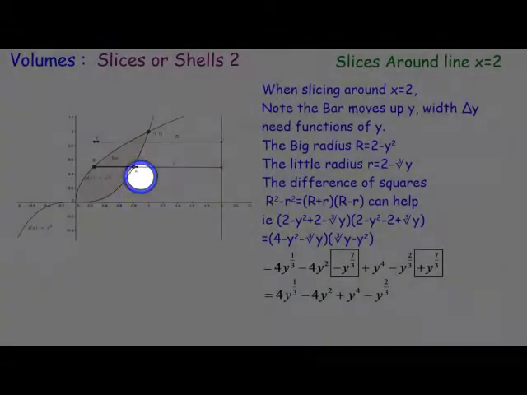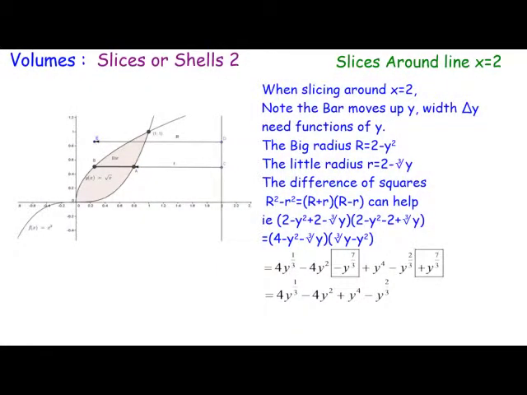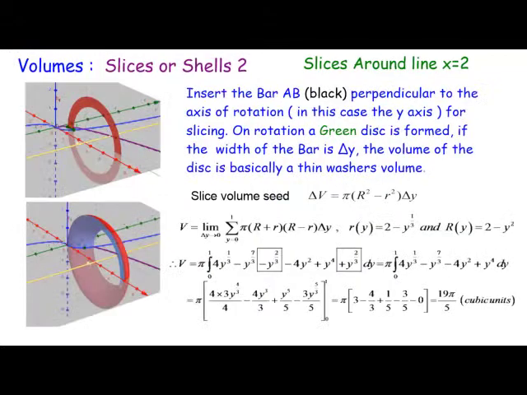So delta y. We're going to need our radii in terms of y instead of x, so a few adjustments need to be made. You need to rewrite the functions, which are functions of x at the moment, as functions of y. Rearrange them and get the radii. You can use the difference of two squares again, and you can see a bit of algebra. You might have to expand that out.